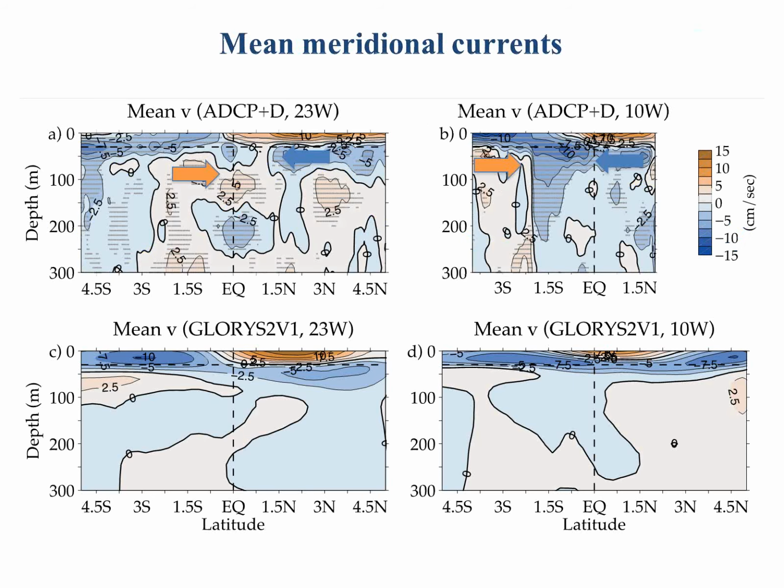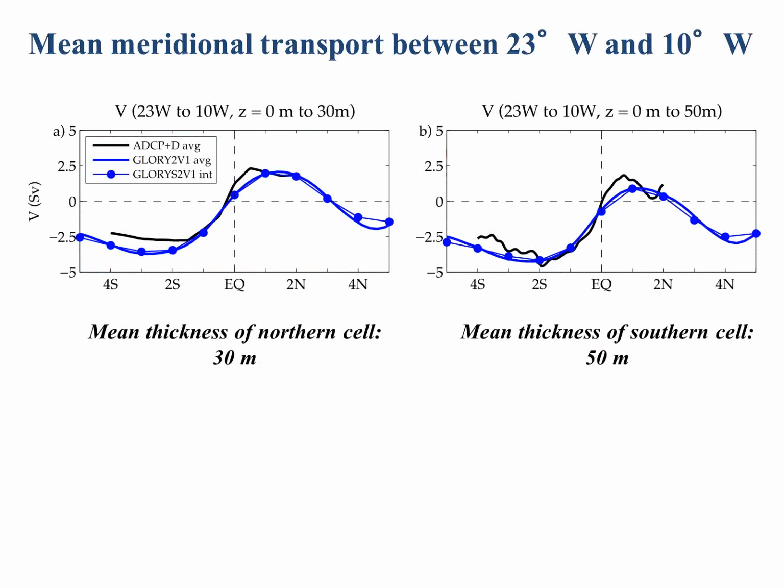Okay, so as I said, the cell in the north is about 30 meters thick. The cell in the south is about 50 meters thick. So one can integrate through that cell to estimate the transport. If we make a box between 23 west and 10 west, and we integrate the velocity downward, we can estimate the volume transport. Okay, so the black line is from the observations, and the left panel is integrated to 30 meters, the thickness of the northern cell, and the right panel is integrated to 50 meters, the thickness of the southern cell. So you see that in the north, the transport is maximum when I integrate to 30 meters, and is about 2.3 sverdrups.